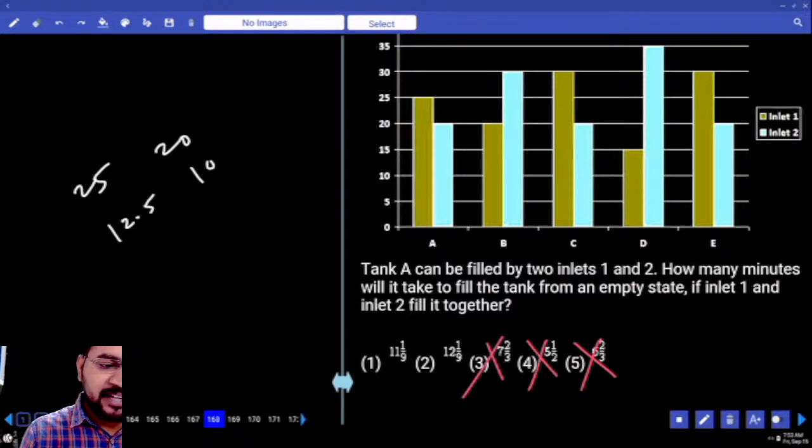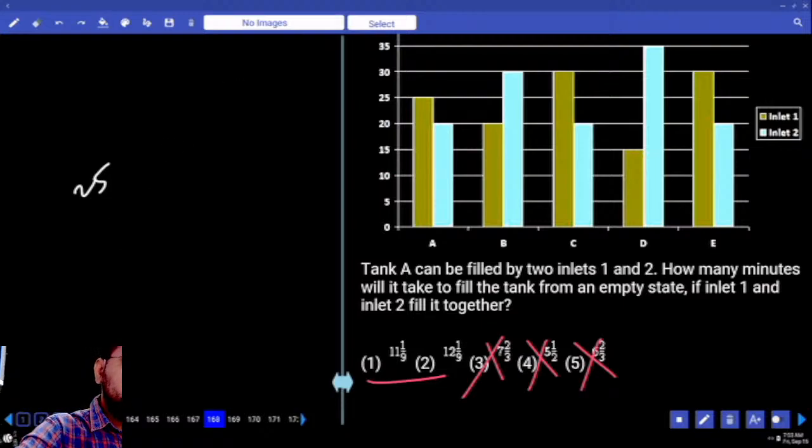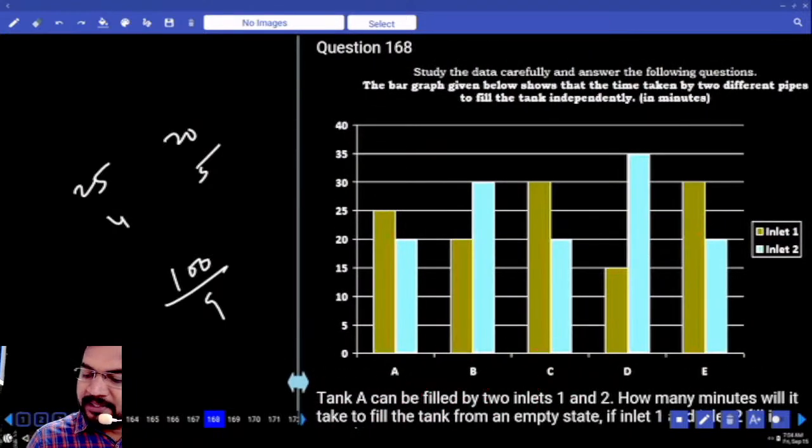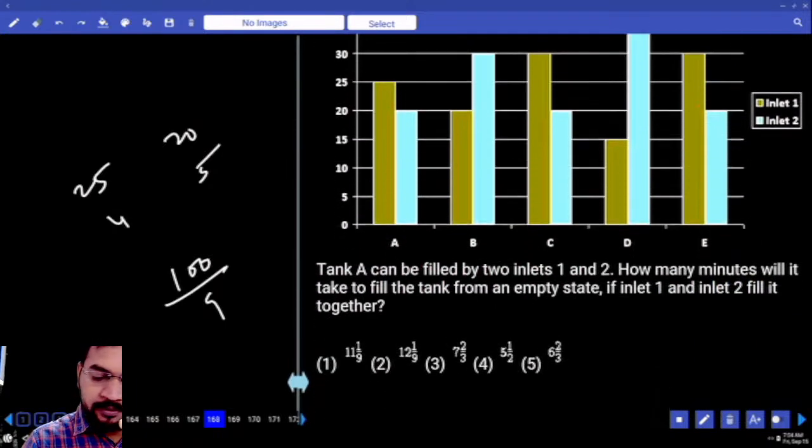But how many options are there? 2 options are there. If only one option is there, that is your answer. No problem, we know. 25 and 20, LCM is 100. 4 times plus 5 times, so 9. 100 by 9 is nothing but 11 1/9. Whenever 9 is in the denominator, 11 multiples are coming.